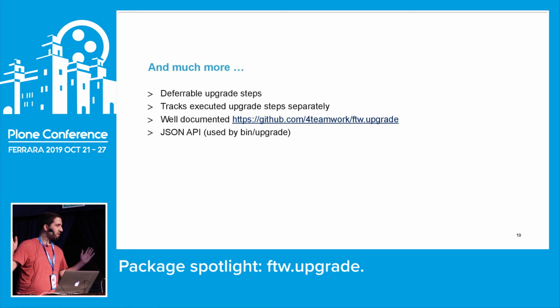There's much more. I think we don't really have a lot of time anymore. There are deferrable upgrade steps with which you can tag certain upgrades as deferrable. So tell ftw.upgrade to maybe execute them later because they're not needed now, and you can separately rerun them at a later time. That's only possible because it tracks the upgrades that you execute. So it will track every single upgrade, and if you omit one upgrade, it will propose that upgrade later again to you.